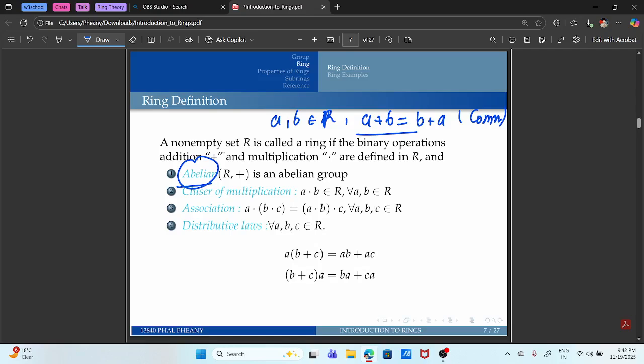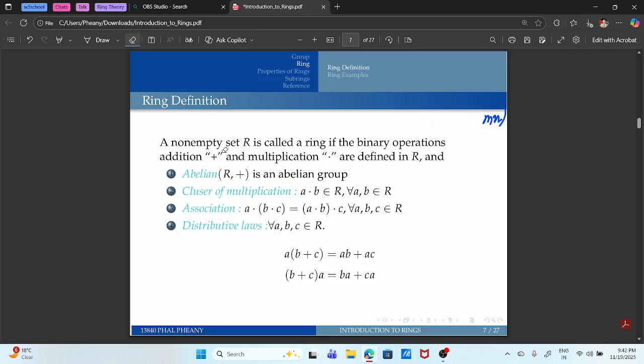Okay, the second property is closure under multiplication. Closure under multiplication means suppose we have two elements of R, then the multiplication of both of them still belongs to R, then R is called closed under multiplication. I hope you are clear about that. Now we continue to the third property. The third property is the associative law. Here I used to study it under multiplication.